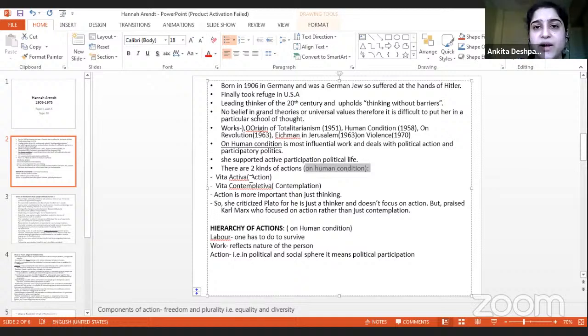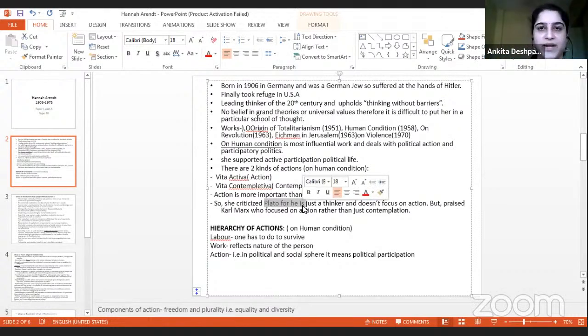So, what is contemplativa? Contemplation, just thinking, while activa means doing. All right. So, she believes more in action. She says, do something rather than just thinking. All right. In all the thinkers that I have taught you till now, Plato, Aristotle, Machiavelli, Hobbes, Locke, J.S. Mill, and now Hannah Arendt, she says action is more important, okay, rather than just contemplation. So she is criticizing Plato. She said Plato was just a thinker. Okay, he was only thinking about what ought to be.